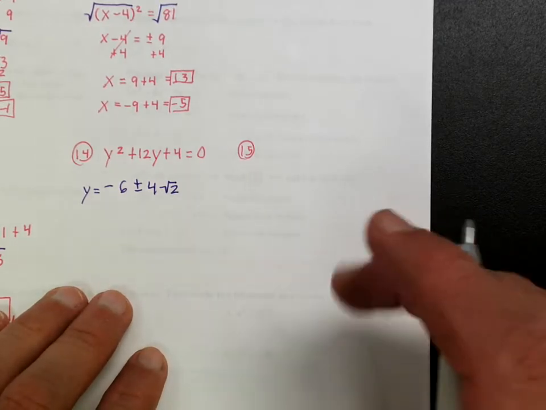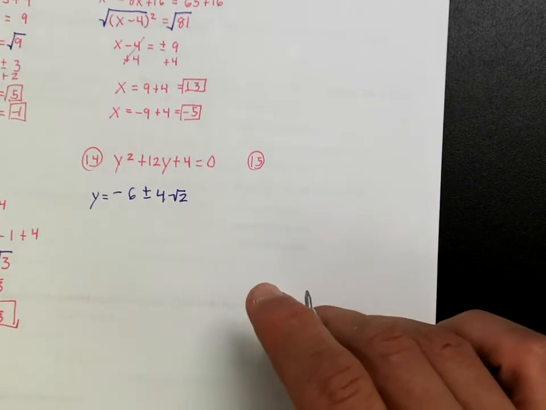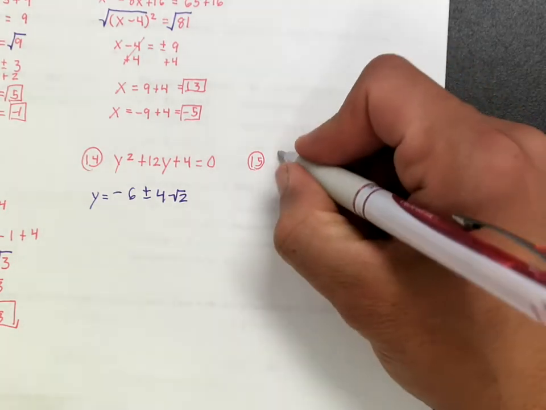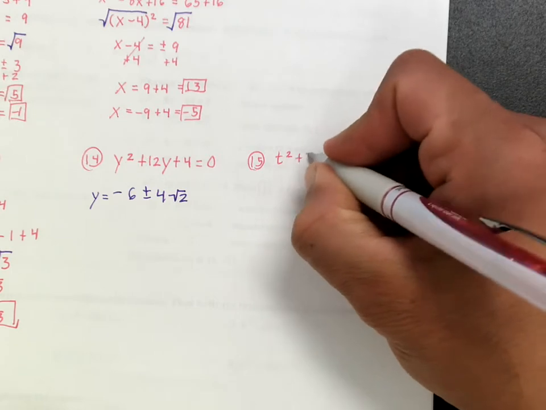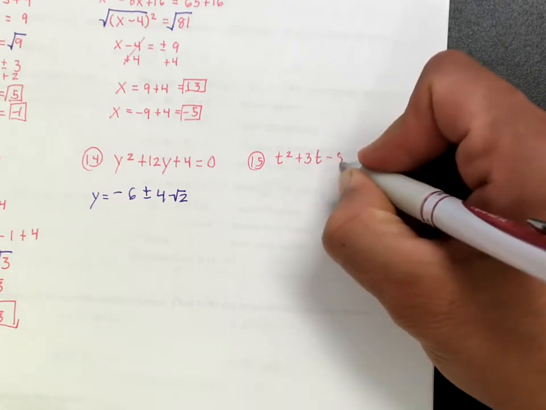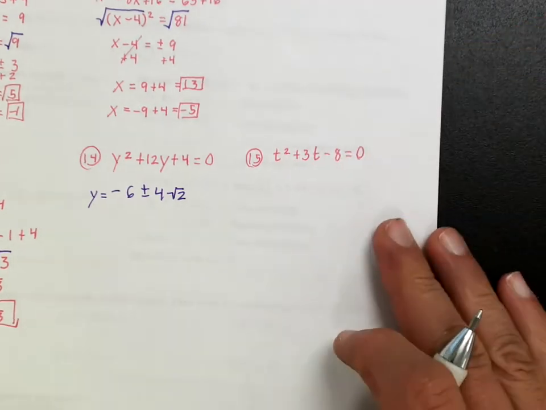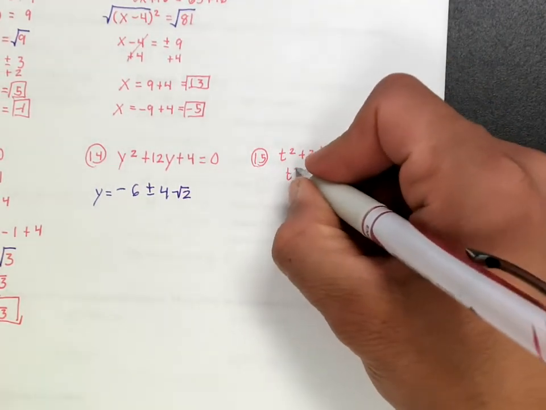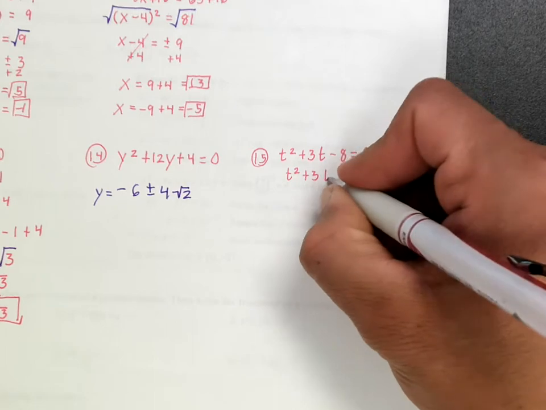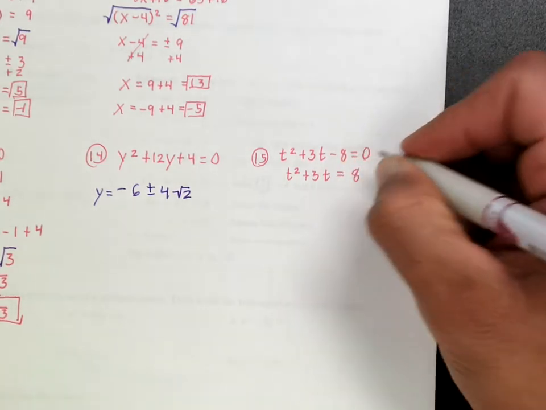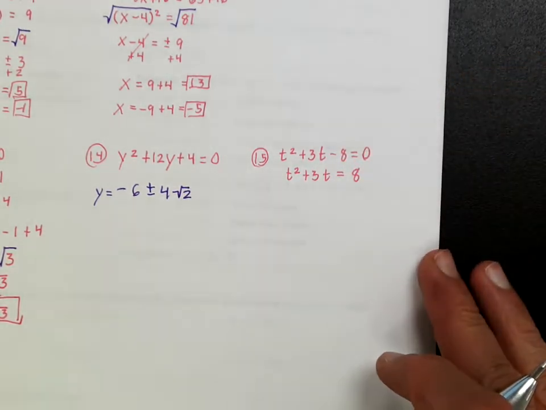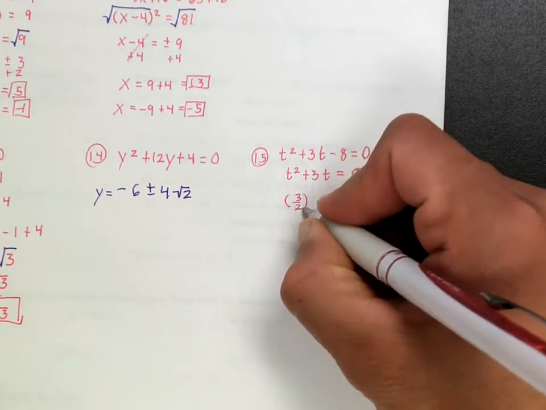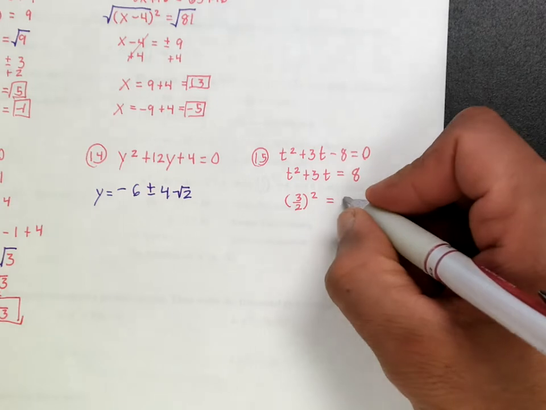So on 15 we have t squared plus 3t minus 8 is equal to 0. In this one, first thing I've got to do is add the 8 to the right side and the left side. Add 8 to both sides, so I get this. Now I'm going to grab that 3 divided by 2 and I'm going to square it.